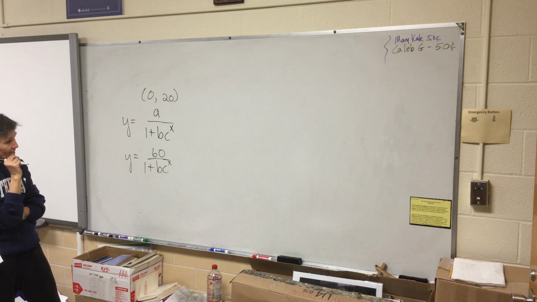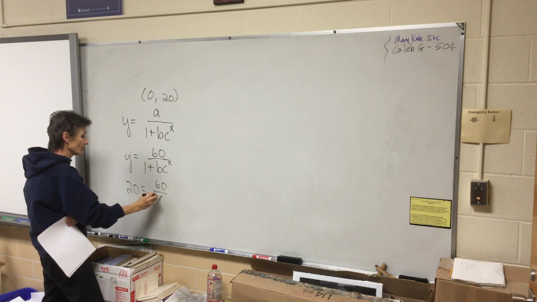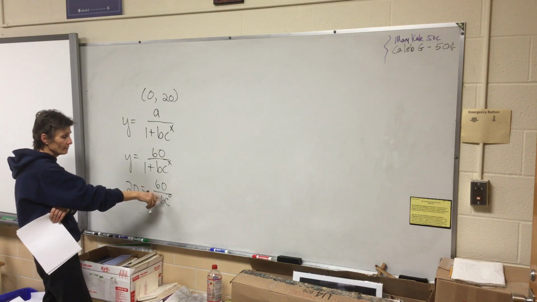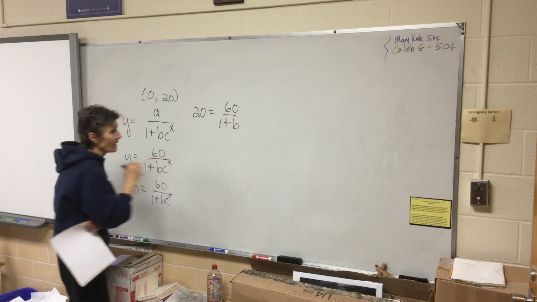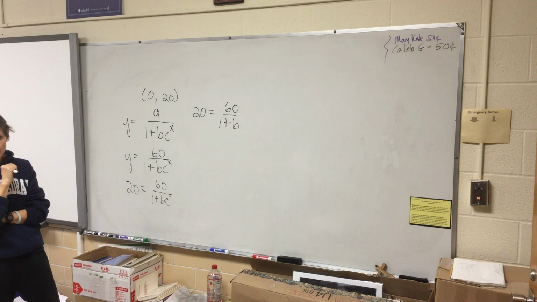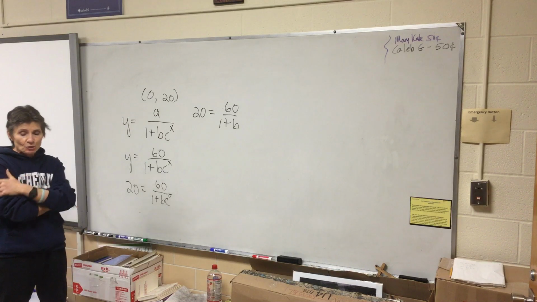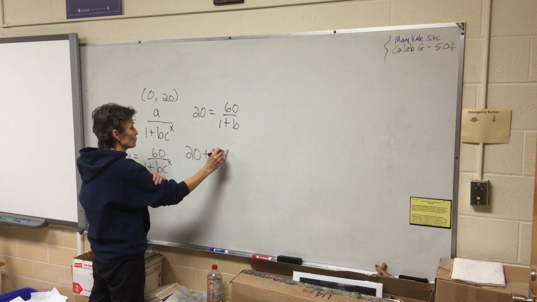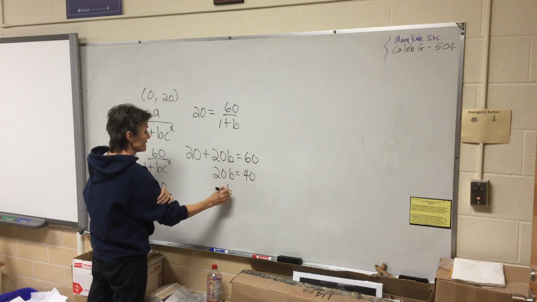So now I'm going to plug that point in. 20 goes in for y, and 0 goes in for x. Now, like always, anything to the 0 power is going to be 1. So basically, I have this equation now. So I will solve for b. How do I do that? Multiply over the denominator, and that's going to be a distributive. So you're going to have 20 plus 20b equal to 60. So 20b equals 40 and b equals 2.